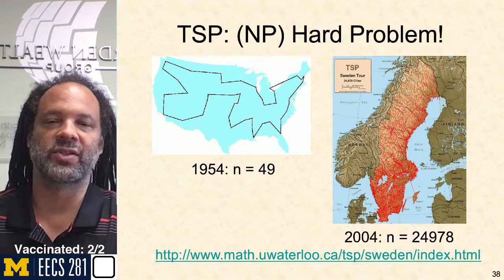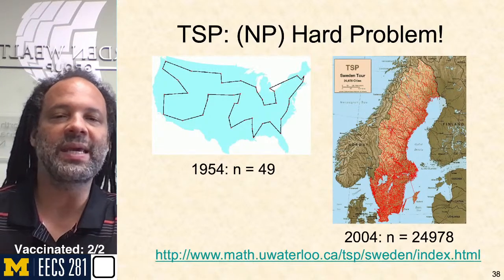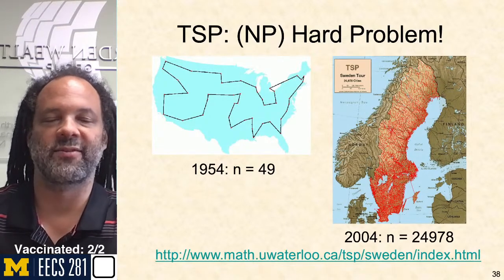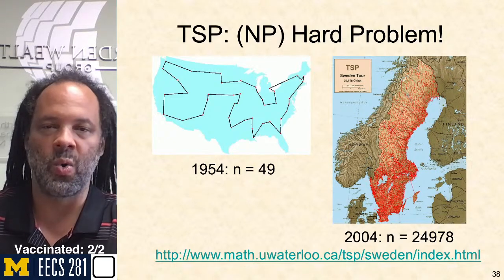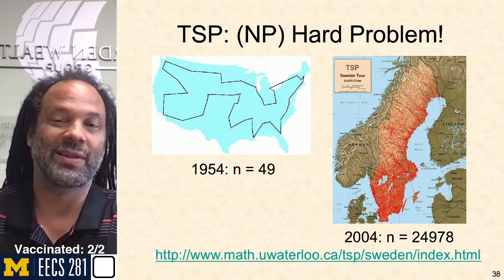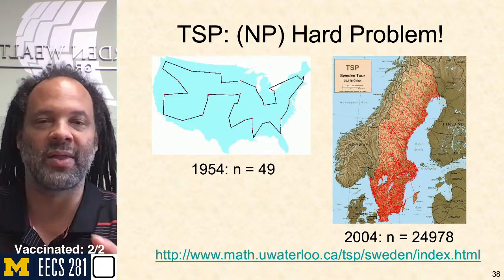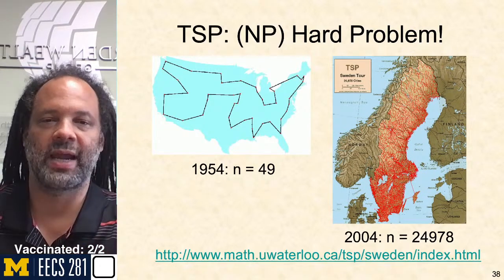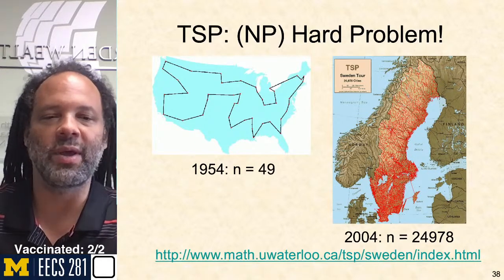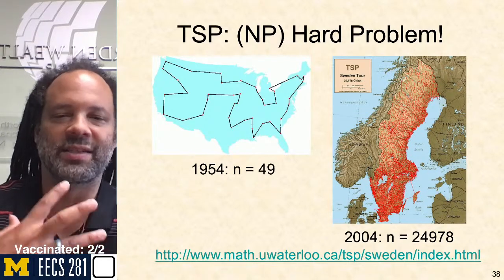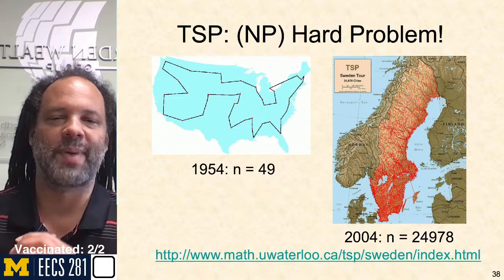The TSP actually is an NP hard problem, and this is a class of problems that we are pretty sure, very, very sure, that there's no polynomial solution to this, right? So this is a problem that we have already determined is not going to have a polynomial solution.